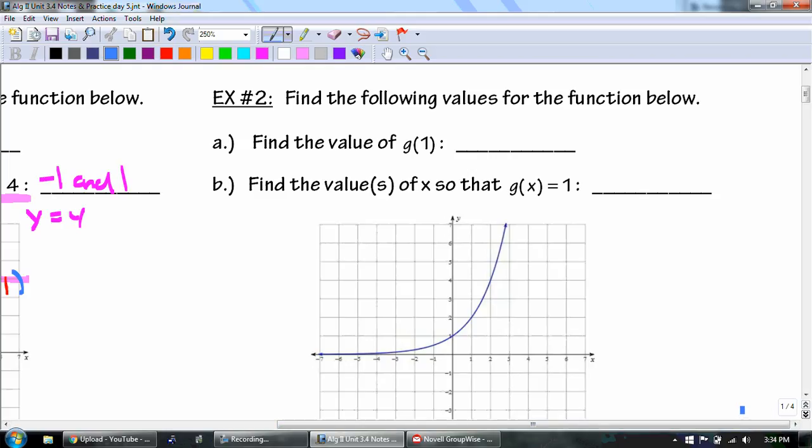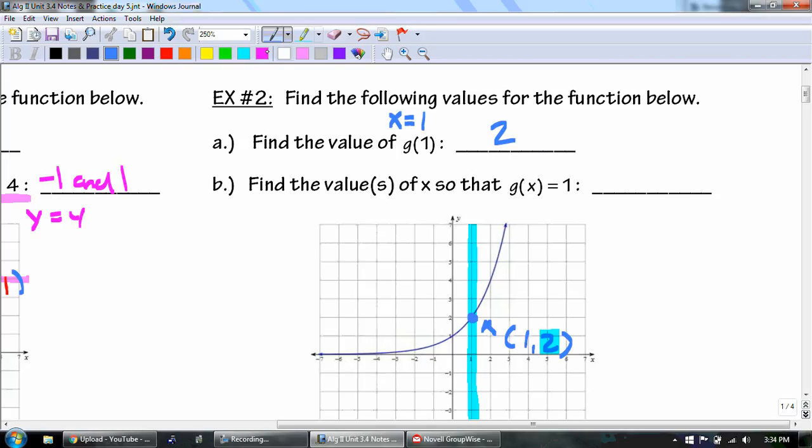So let's look at the next one. Example number 2. It doesn't matter what type of function you have in front of you, you're going to be doing the same thing. So find the value of g of 1. When x equals 1, what do we get? There is my line, and that's the point 1, 2. So this time I care about the 2.